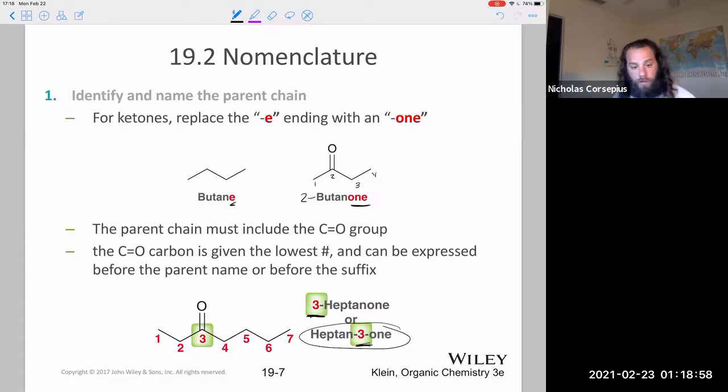And just like all of our functional groups, you're going to make sure to number your chain in such a way that your functional group has the smallest numbering scheme, right? So it wouldn't be correct to have numbered in the other direction.